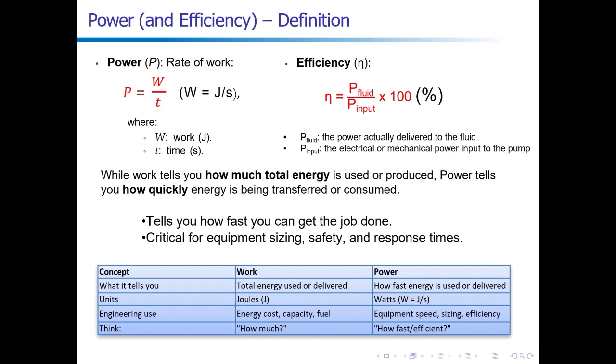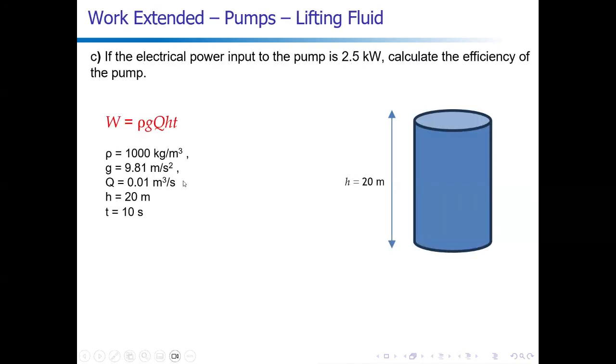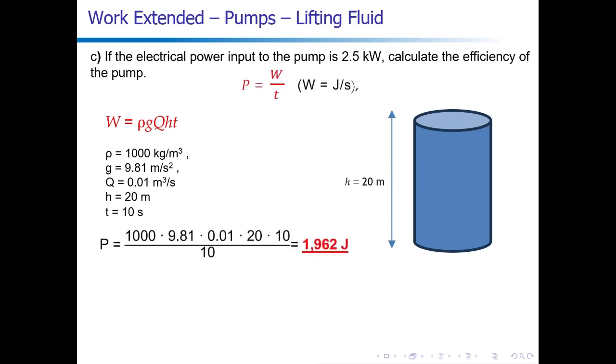Let's finish this pump problem by looking at efficiency. We're told the electrical input to the pump is 2.5 kilowatts, 2,500 watts. But how much of that power is actually going into lifting the fluid? Earlier we calculated it takes 19,620 joules of work to lift the water over 10 seconds. So one way we get the power is to take the work and divide it by 10, giving us 1,962 watts.